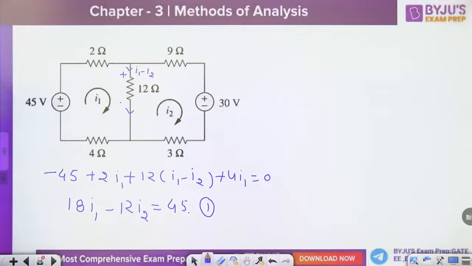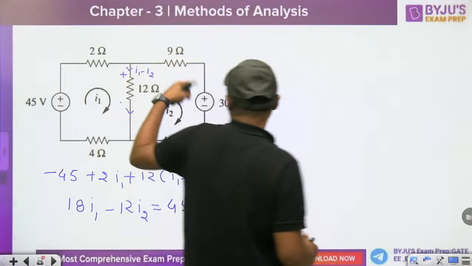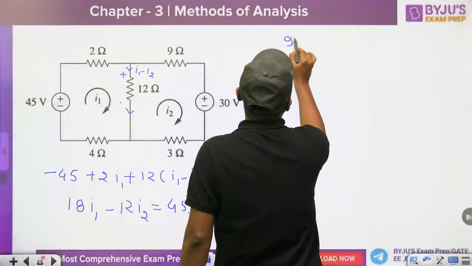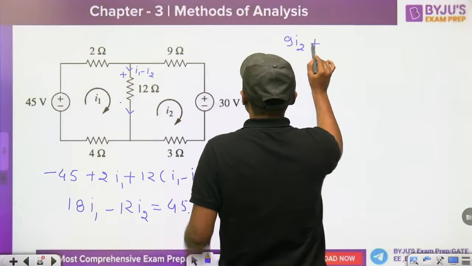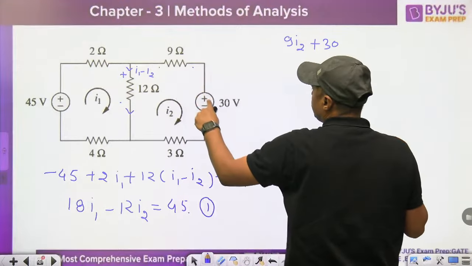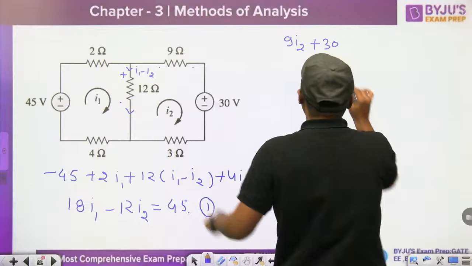Now, second, write down the KVL in this loop. So you will write 9 I2 plus 30. Proper KVL, this is plus, this is minus, that is plus 30 plus 3 I2.